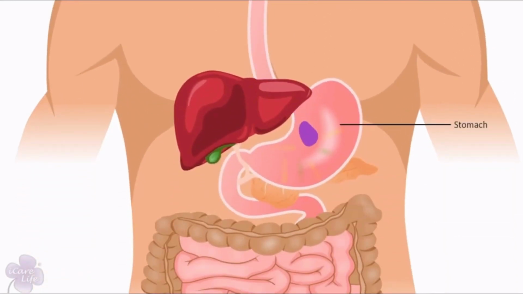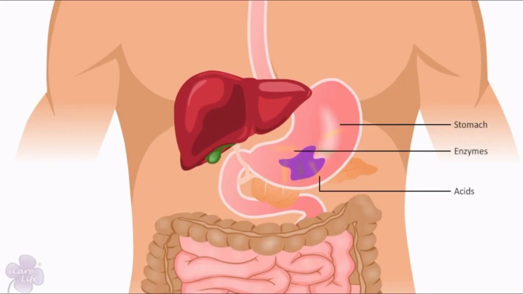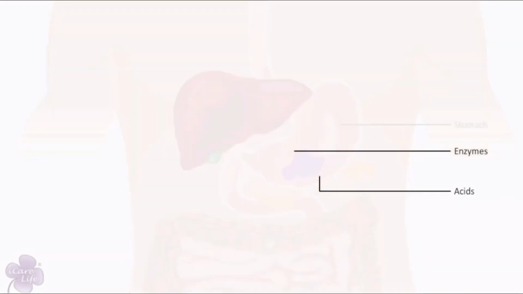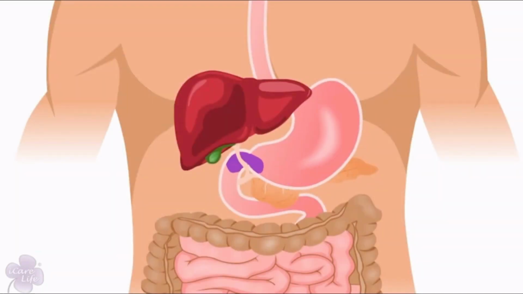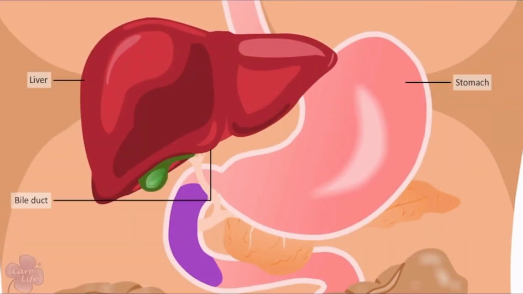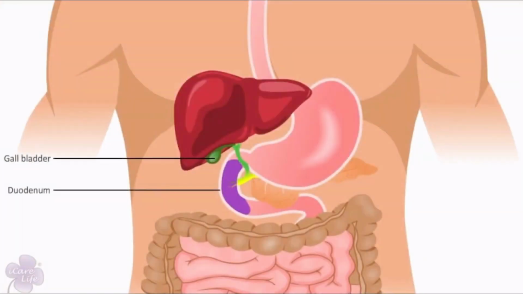In the stomach, the food is churned and mixed with acid and enzymes to form a thick liquid. This liquid is poured into the small intestine. The bile produced by the liver and enzymes produced by the pancreas are secreted into the small intestine. Bile breaks down the fats. The enzymes from the pancreas break down the proteins, carbohydrates and some fats in the food.